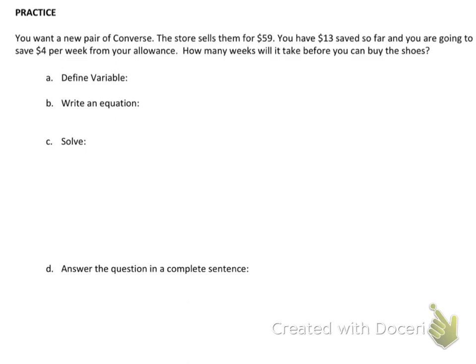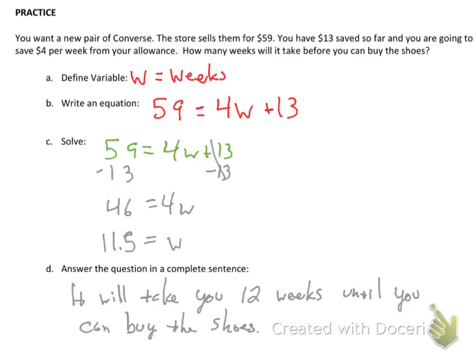Okay? Now, I want you to do this practice one. You want a new pair of Converse. So you want to go buy some shoes? Go ahead and try this one out, and then check your work with my work. Okay, so here's the work for the Converse example. All right, you want a new pair of Converse. The store sells them for $59. You already have $13 saved, and you're going to save $4 per week from your allowance. How many weeks will it take you before you can buy the shoes?